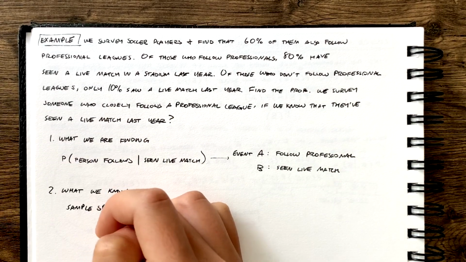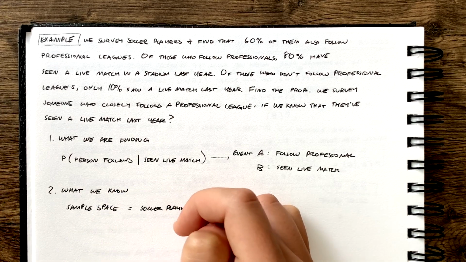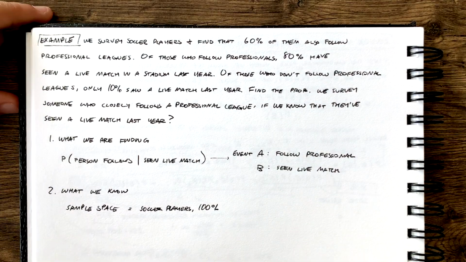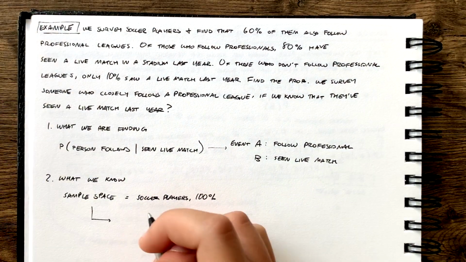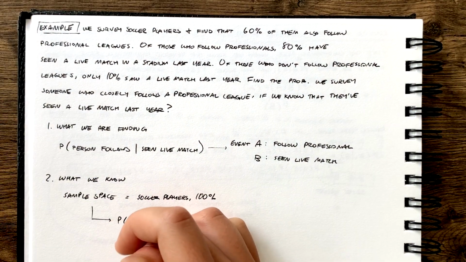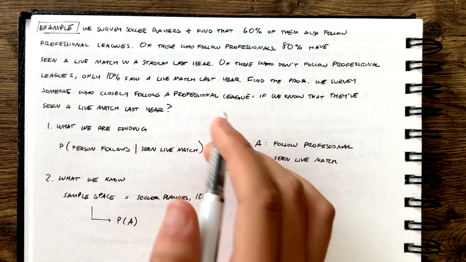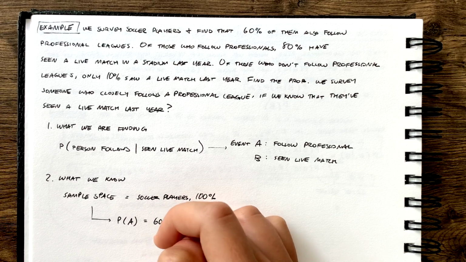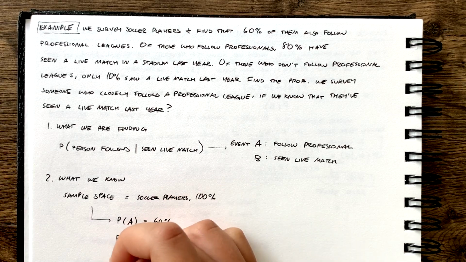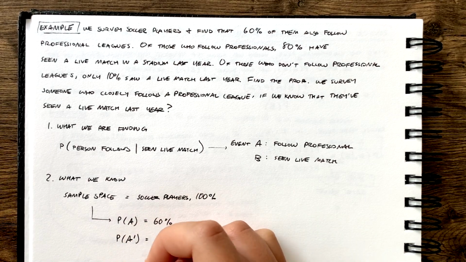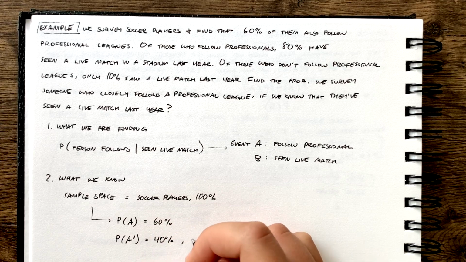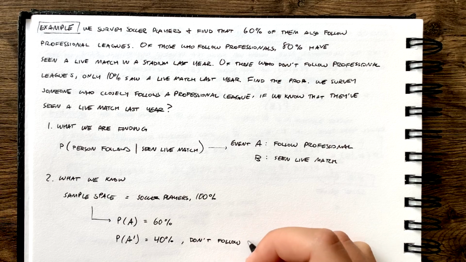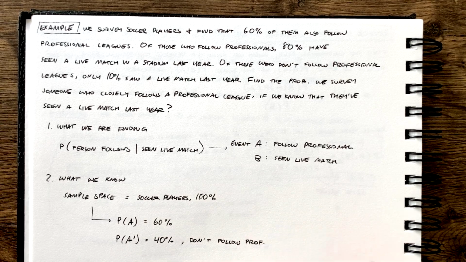Secondly, let's write down just what we know from reading this problem. First of all, we know that our sample space is all the soccer players that we surveyed, and that's 100%. And we also know from the first sentence that 60% of the soccer players follow professional leagues. So the probability of A would be equal to 60%. From there, we can solve for the complement of the probability of A. We can say that the probability of A complement is equal to 100 minus 60%, which is equal to 40%, which represents the people who don't follow professional leagues.